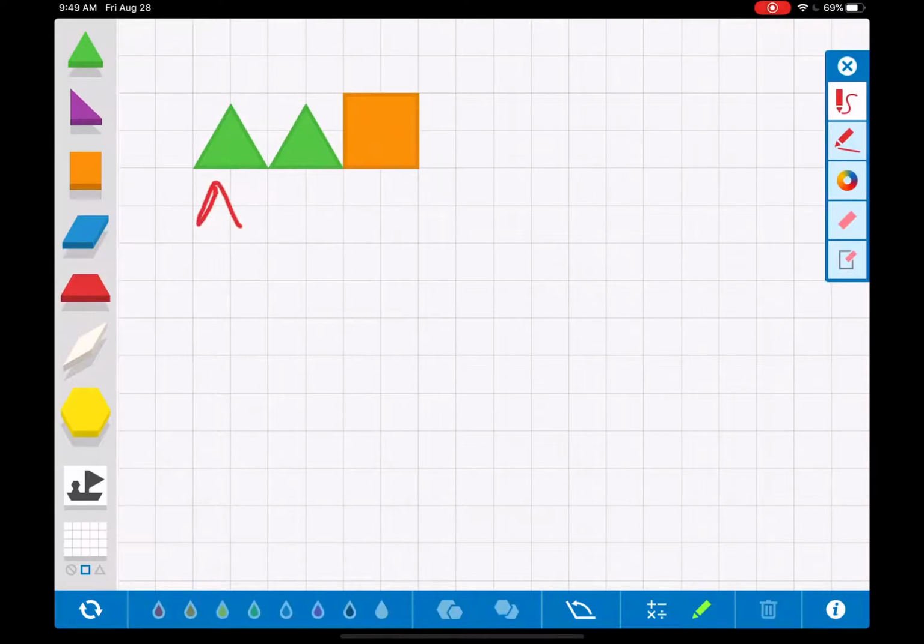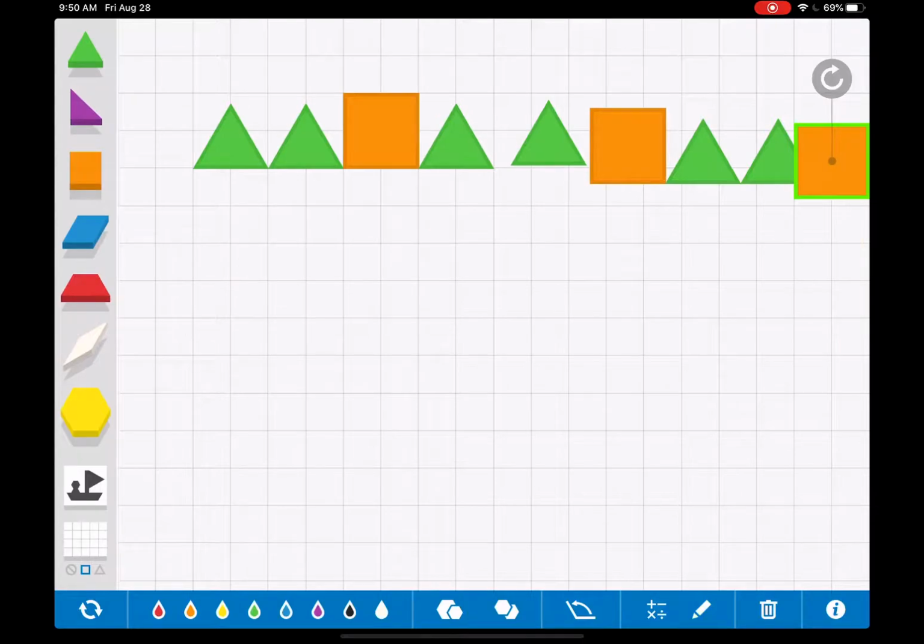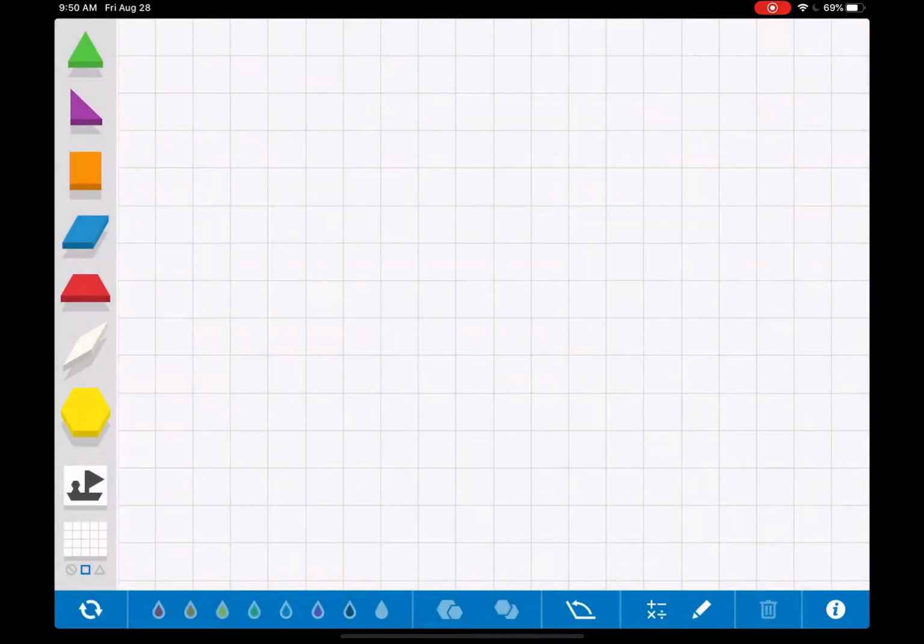We call this an A-B pattern. A is the first part, B is the second part. And the A, since I have two triangles, I have A twice. So this pattern would go triangle, triangle, square. Triangle, triangle, square. Since I know that triangle, triangle, square is the sequence, I can continue this pattern as long as I want to.